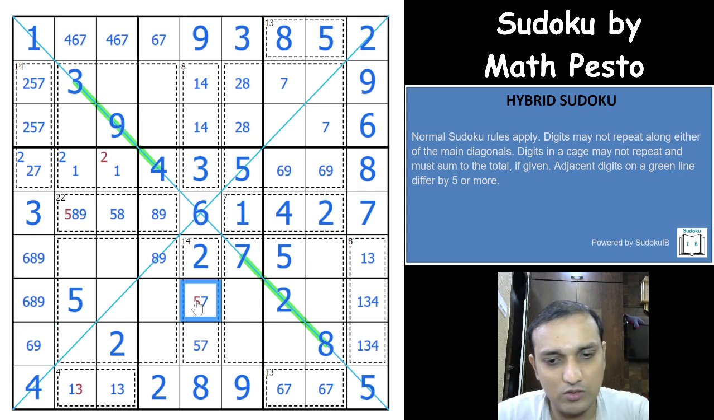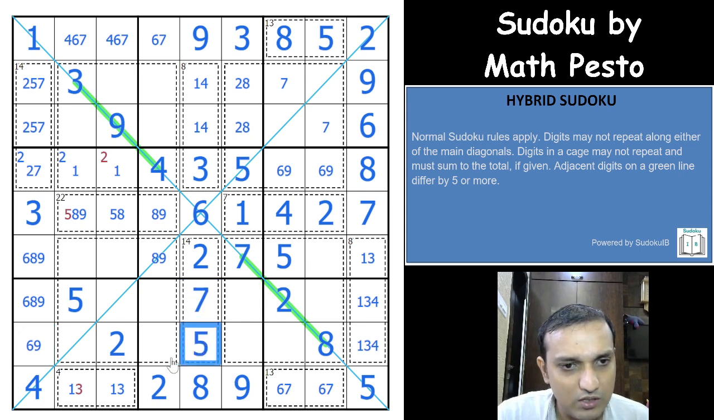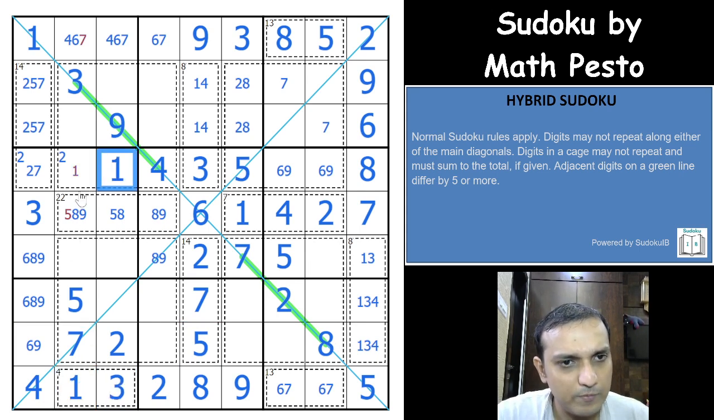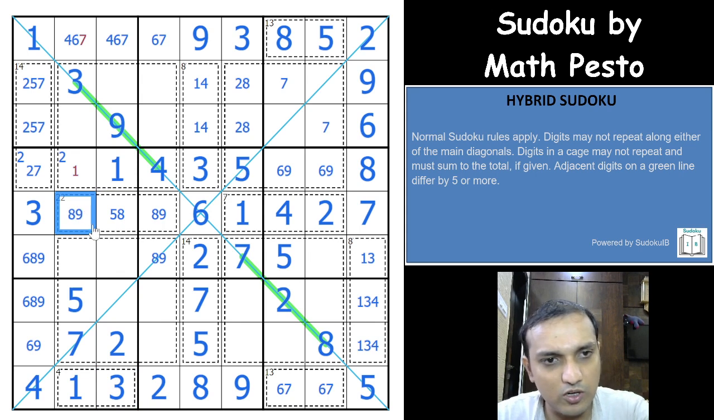Okay, this cell would have to be a 7 and a 5. That gives you a 7 here. That gives you a 1 and a 3 here. That gives you a 1 here. This cell cannot be a 5. So you have an 8, 9 pair. This cell is a 5.